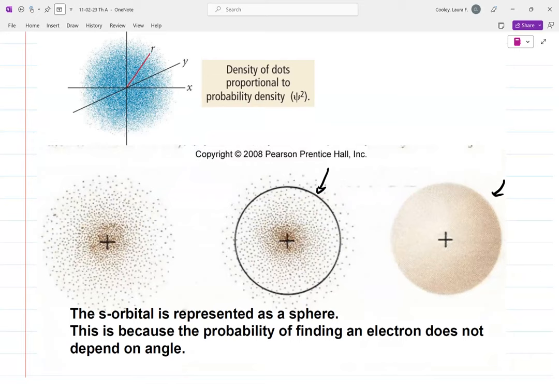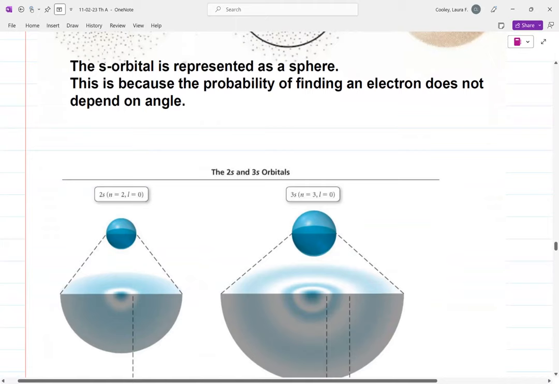So like I said, this is really the 90% probability circle, or it's actually a sphere. 90% of the probability of where the electron is found is within that circle, if you see it as a sphere. But really what's happening is that the probability is highest in the middle, and then it goes down as the distance to the nucleus increases. So that's a 1s.